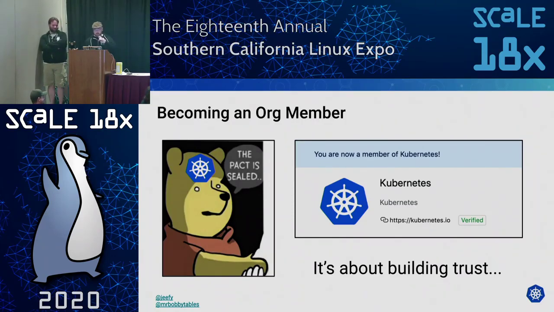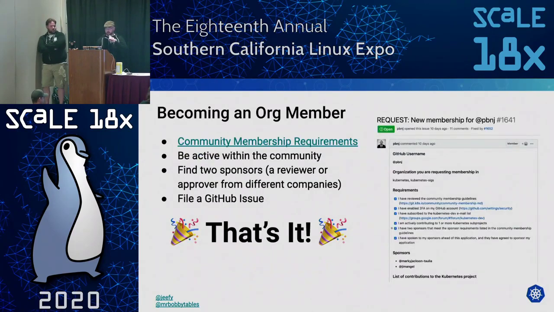So org members don't actually need to have OK to test. They can LGTM PRs. There is, again, a certain level of trust. And with 42,000 plus contributors, only about 1,200 are org members, which is 3% of the contributor base. Now, I know that sounds like an awfully small amount, but it's actually pretty easy to become an org member as long as you're fairly active within the project.